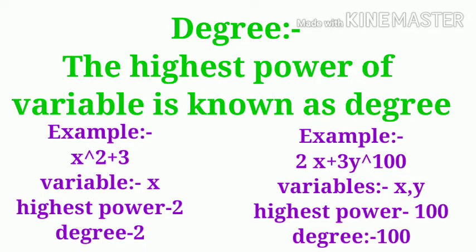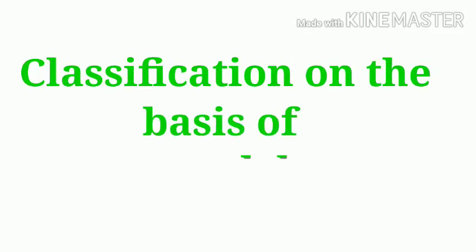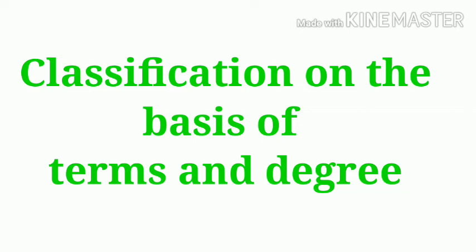In the second example, the variables are x and y, but the highest power is occupied by y and that is 100. So the degree here is 100. Okay. Now let's see what were monomial and binomial. Classification on the basis of terms and degree. Let's see.